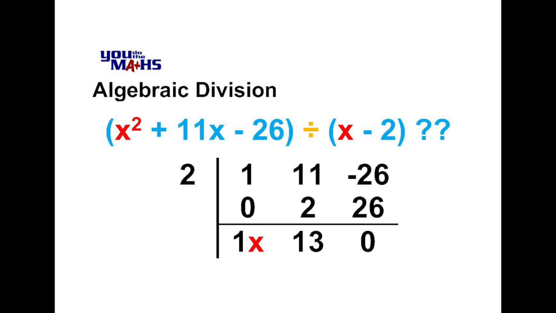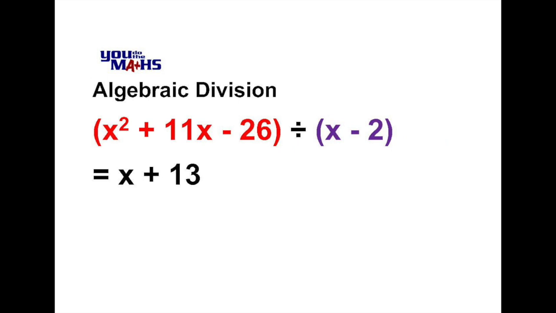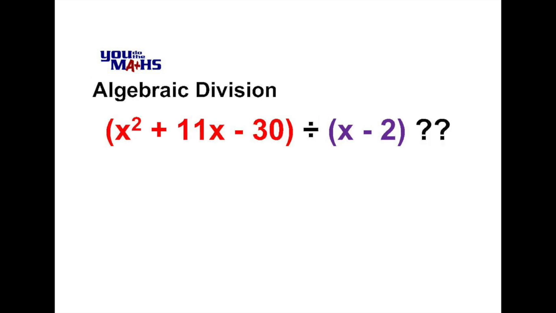So that means that our leading term in the result of our table, which has a coefficient of 1, represents 1x. And the next value, 13, is the constant, and as said before, 0 is the remainder. So our solution to the division problem is x plus 13. Let's have a look at our second example, where we've made a slight change to the dividend and made it x squared plus 11x minus 30.